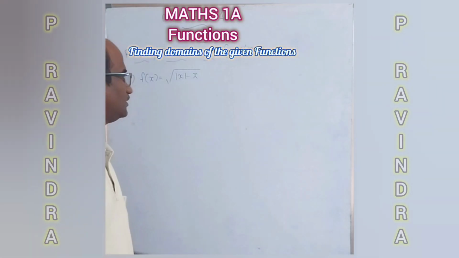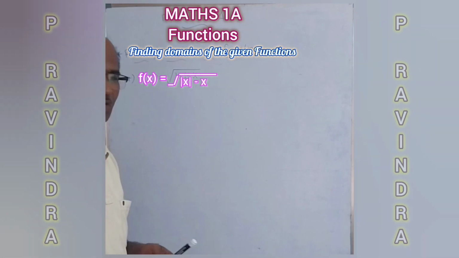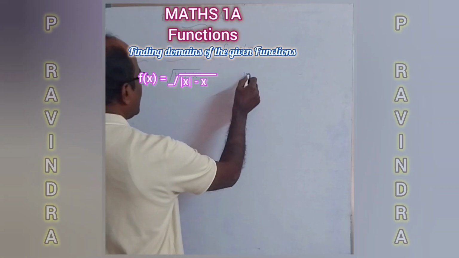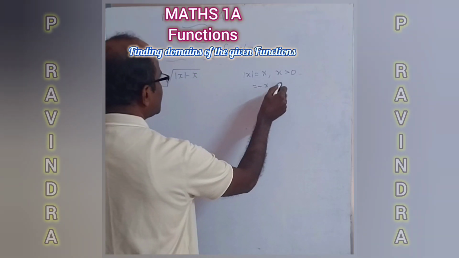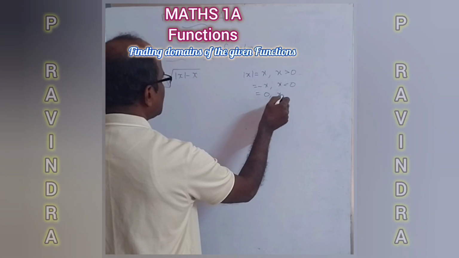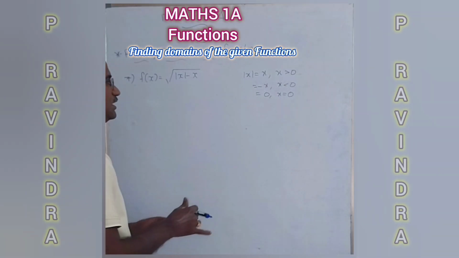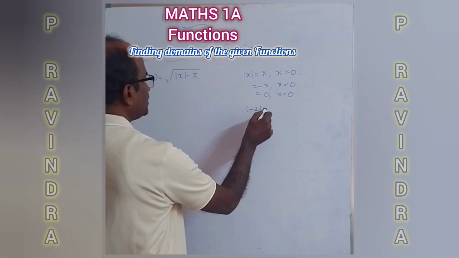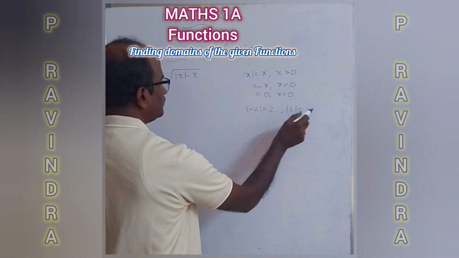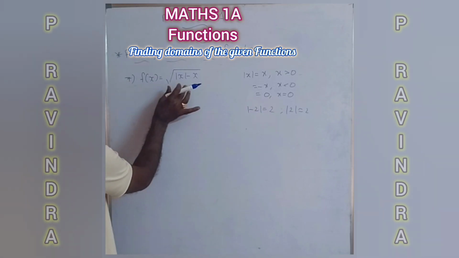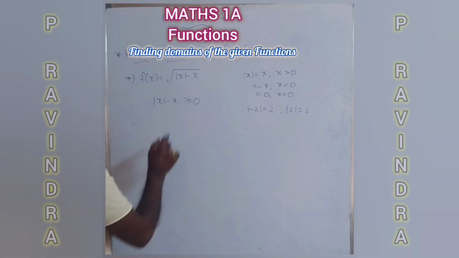See the next question. f of x equal to square root of mod x minus x. What do you mean by mod x? Mod x means it is x if x is positive, minus x if x is negative, and 0 if x is equal to 0. This is the definition of modulus. For deeper understanding, mod of minus 2 means you write 2 because it is minus of minus 2, or mod of 2 is 2. Now here, first of all, this is under root, so mod x minus x must be positive or equal to 0 always.